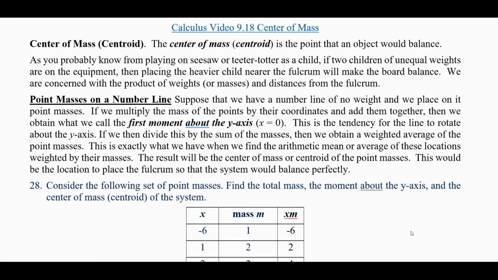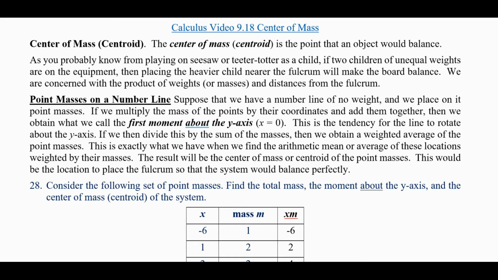So first of all, let's look at what are called point masses on a number line. A point mass is basically just a point. We're going to assign a weight to it. So suppose we have a number line of no weight, and we place point masses on it.